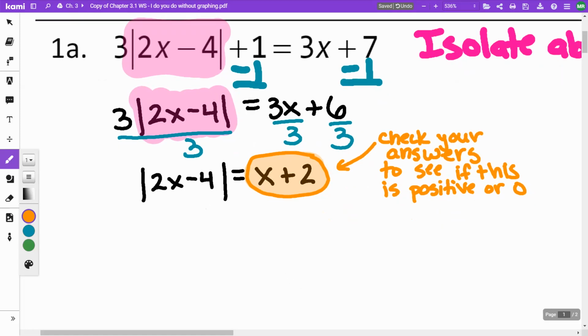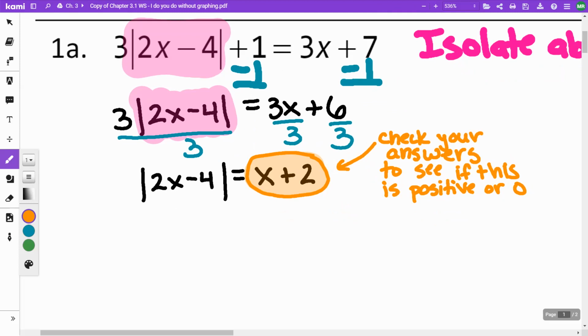Now, this is review from Integrated 1 and 2. You did absolute values in Integrated 1. You may have seen ones like this. I showed my students ones like this. You may not, and just have done ones with numbers on the other side. We saw it a little bit more in Integrated 2.